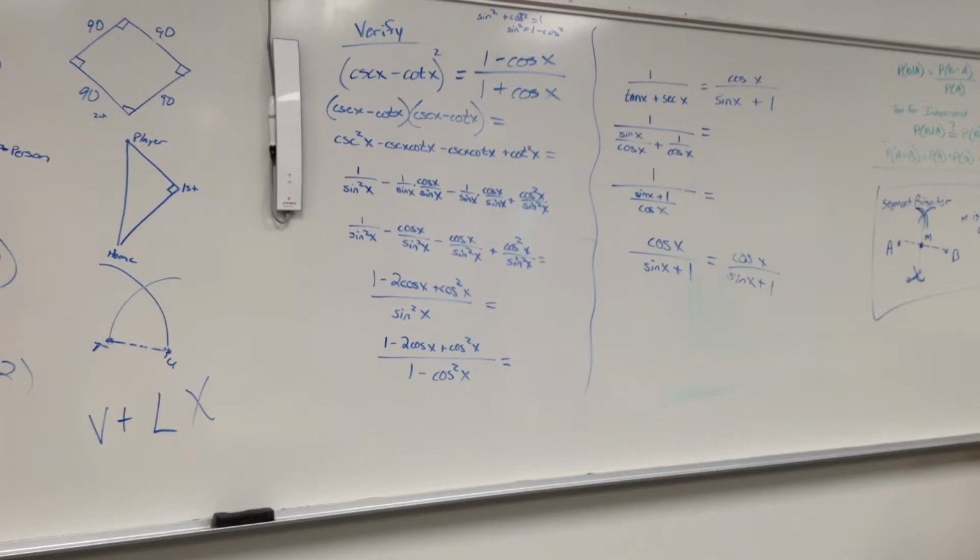In order to cross them off on top and bottom, I'm going to have to do what? You have to have common factors. Oh, we have to factor now. Remember all that factoring you had to do in Algebra 2? This is where you have to factor. Okay?